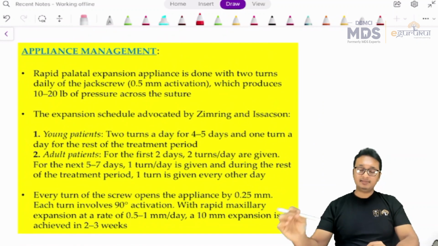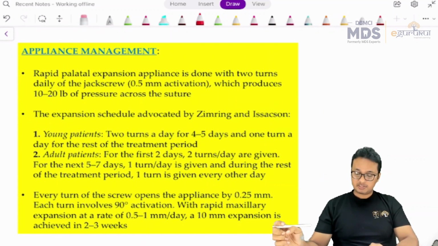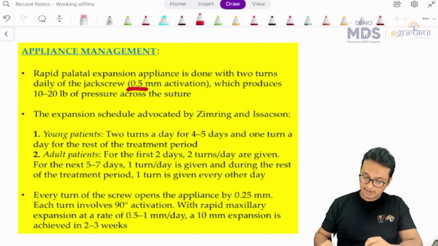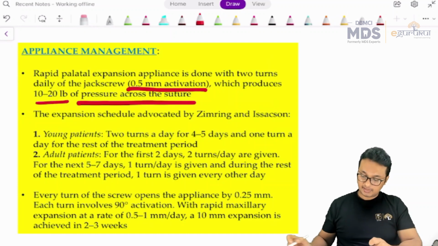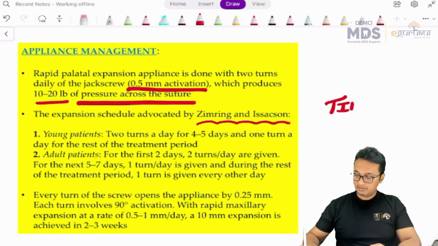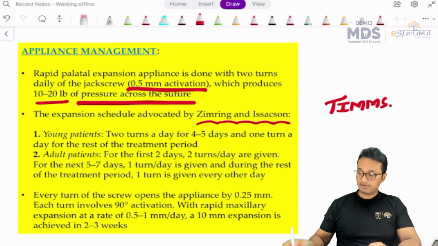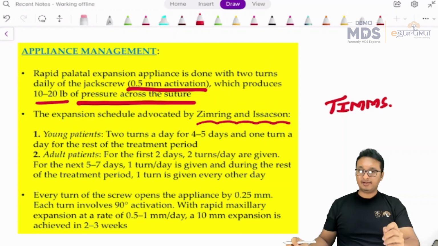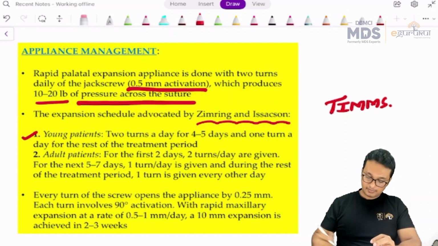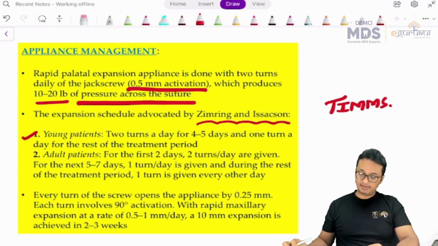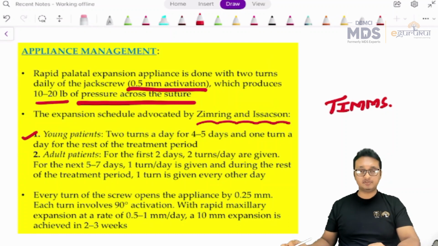How to manage the appliances clinically? Rapid palatal expansion is done with 2 turns daily of the jack screw, that is 0.5 millimeter activation each, which produces around 10 to 20 pounds of pressure across the suture. The expansion schedule is advocated by Zimring and Isaacson. There was another person called Timms who advocated the activation schedule. So in young patients, he said 2 turns a day for 4 to 5 days and 1 turn a day for the rest of the treatment period needs to be followed.